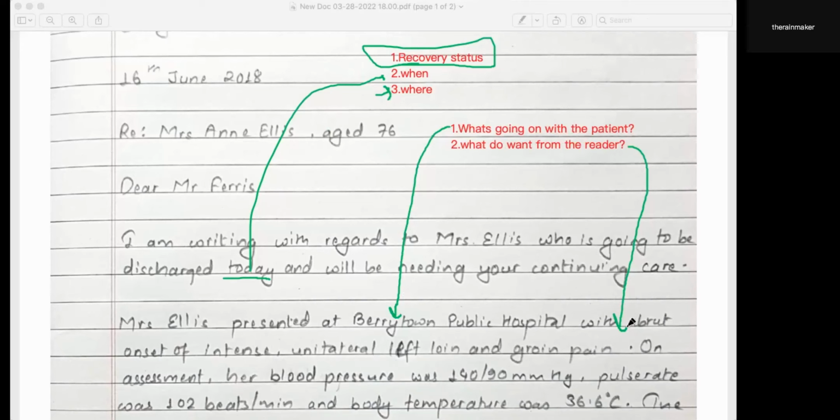Remember, some letters require expanding what you need. Remember, we did a letter last time seeking a refuge for a patient. So in that one, you're telling why the patient needs temporary accommodation. Why? Because she has nowhere to go. You're giving the reason. Social history was the proof. But in this one, recovery status is going to be the proof.